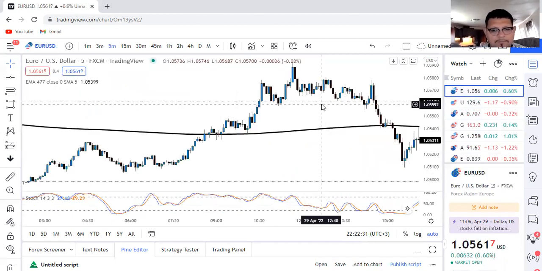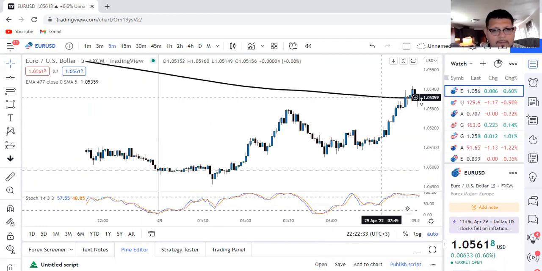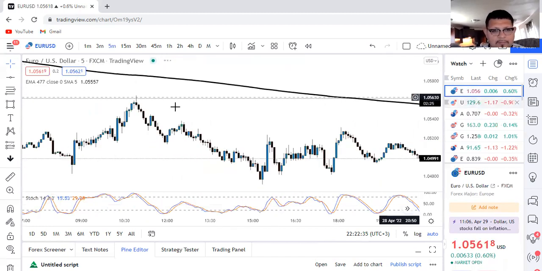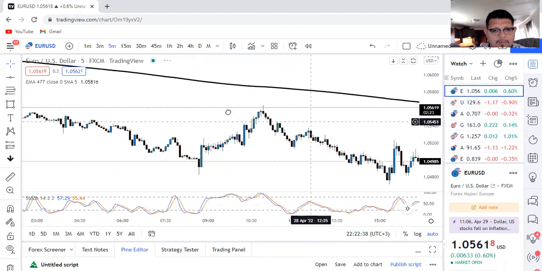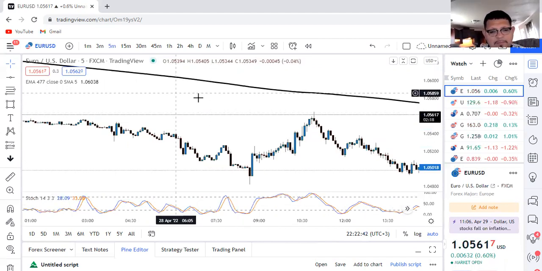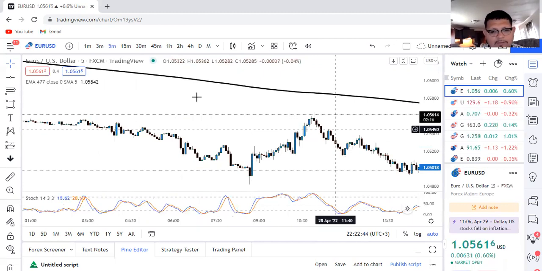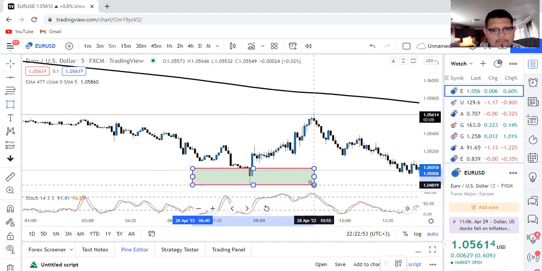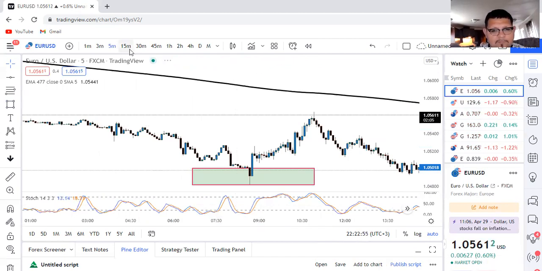Euro USD. All right, so in this Euro USD, somewhere around this level, right? We see price being well below the 407 moving average. I'm going to go ahead and just add a little box here so that I can reference it when I go to the 15-minute time frame.